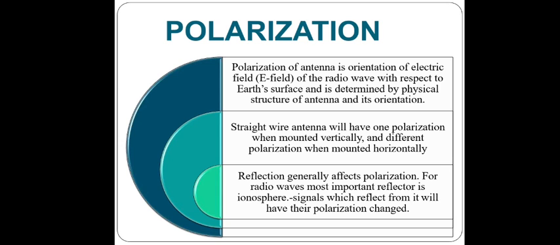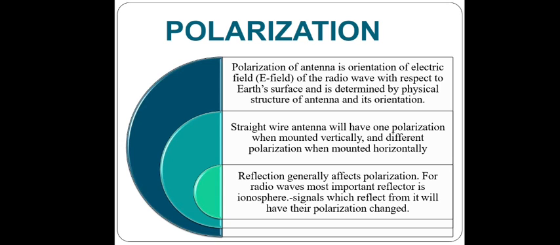A straight wire antenna will have one polarization when mounted vertically and a different polarization when mounted horizontally. Coming to reflection, it generally affects the polarization. For radio waves, the most important reflector is the ionosphere; signals which reflect from it will have their polarization changed. So this is how the electric field orientation comes in.